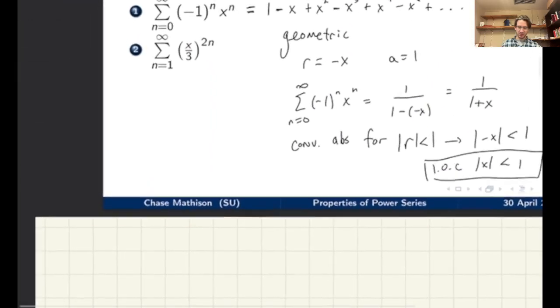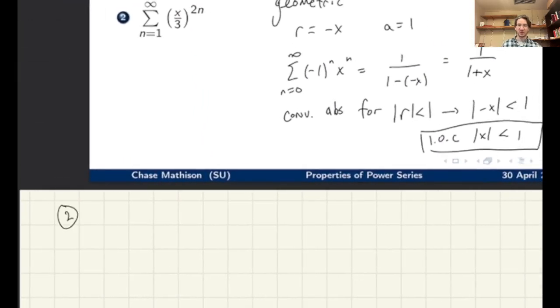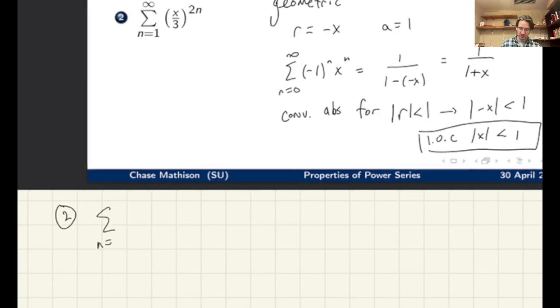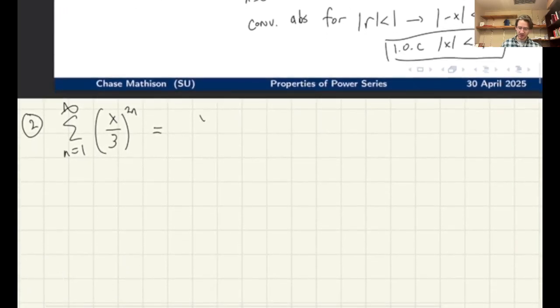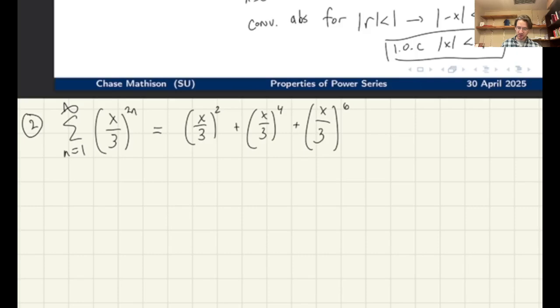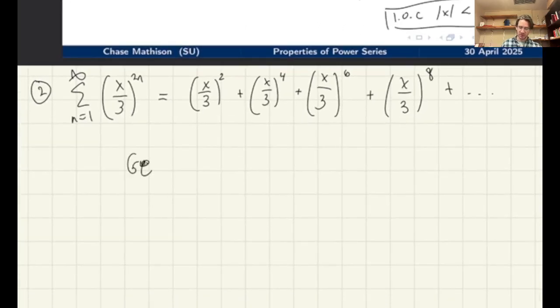Again, the way I do most of these problems to at least start off is I start writing out terms. The sum n equals 1 to infinity. So I am starting at 1 here, so be careful of that. Of x over 3 to the 2n. Start writing out terms. I get x over 3 squared. Plus, then the next term is x over 3 to the 4th. Plus, next term, x over 3 to the 6th. There's the n equals 3 term. n equals 4 term, x over 3 to the 8th, and so on, so on, so on. Okay, this is again geometric.